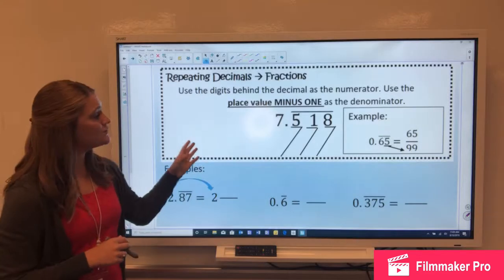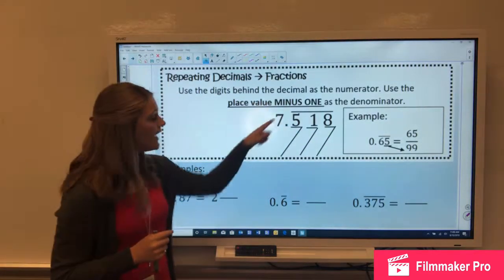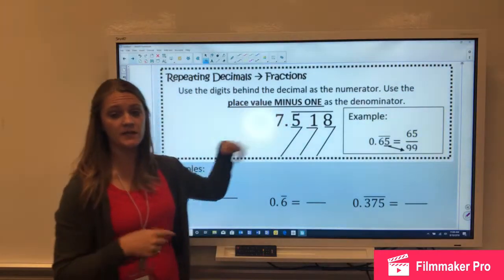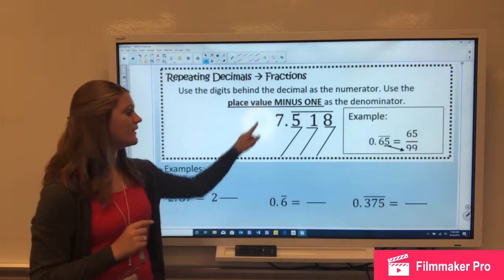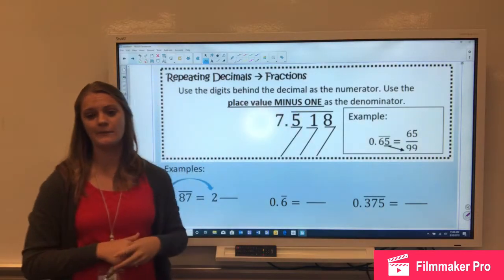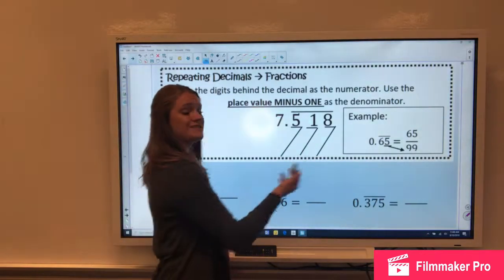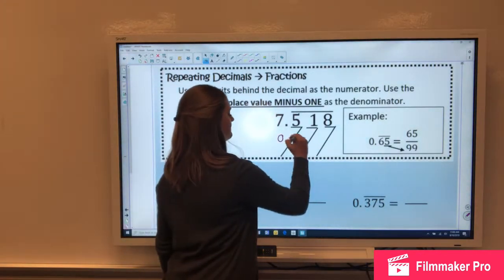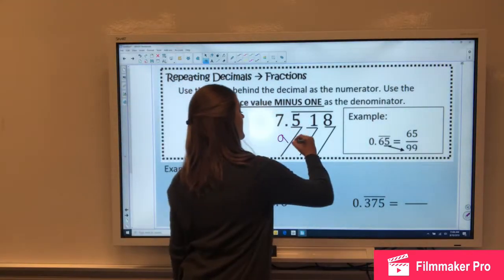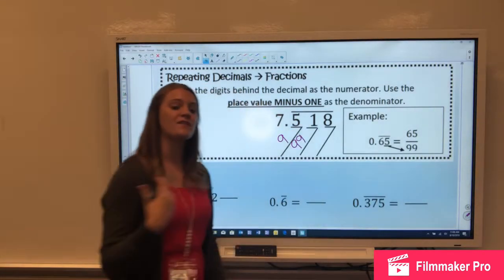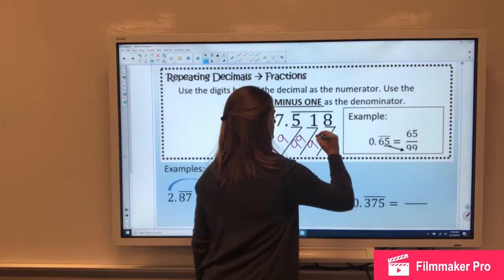So we're going to again use the digits behind the decimal as our numerator, but here's the catch. If we have a repeating bar, meaning a repeating decimal, then we're not going to use the place value, we're going to use the place value minus 1 as the denominator. Simply put, instead of the tenths place, we're not going to use a 10 as our denominator, we're going to use a 9. For the hundredths place, we're not going to use a 100, we're going to use a 99. And same for the thousandths, think about what you might put there, 999.